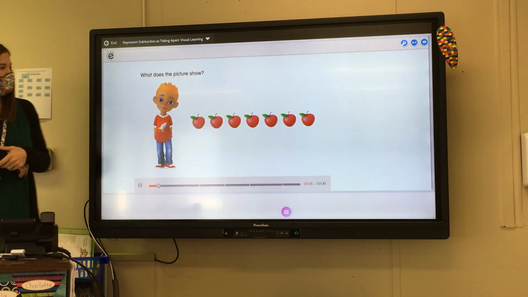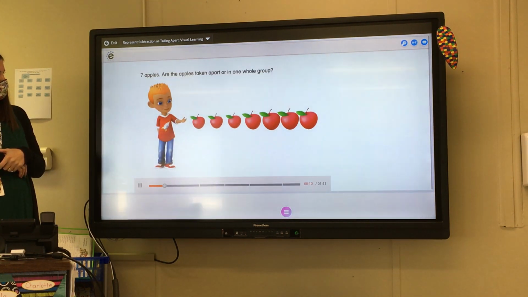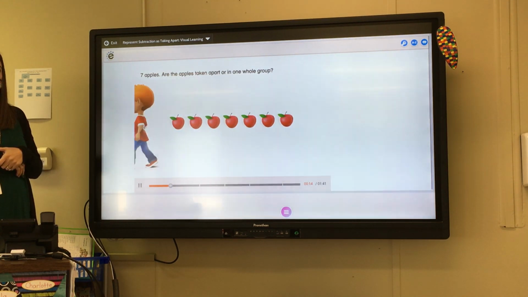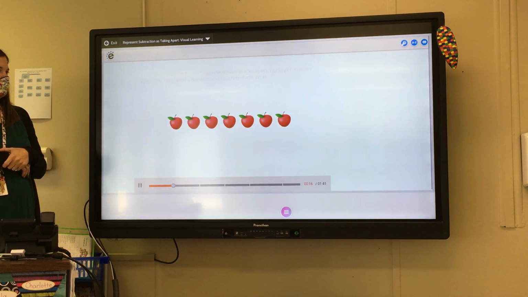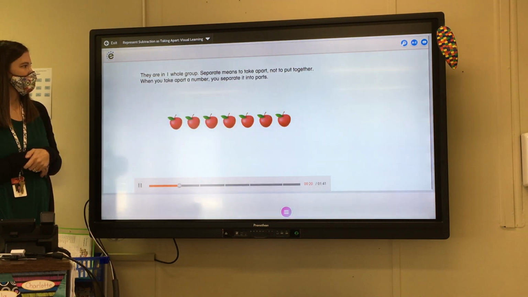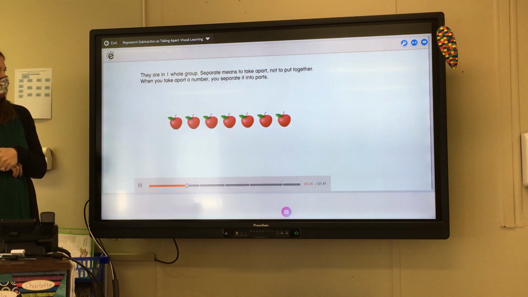What does the picture show? 7 apples. Are the apples taken apart or in one whole group? One whole group. They are in one whole group. Separate means to take apart, not to put together. When you take apart a number, you separate it into parts.